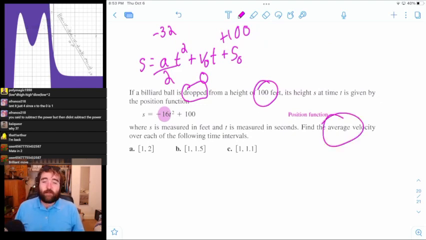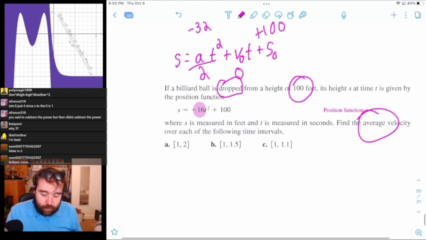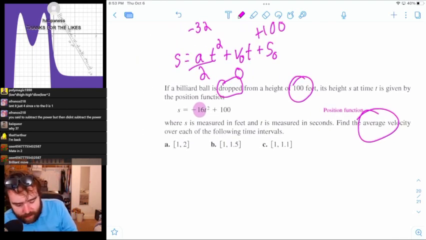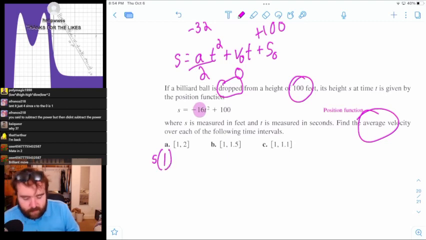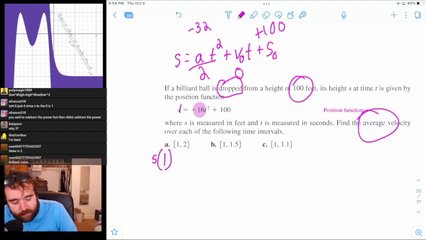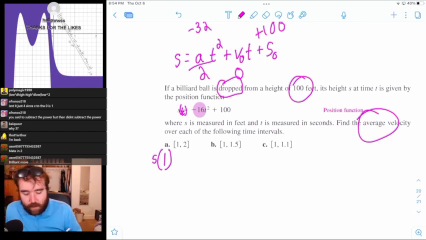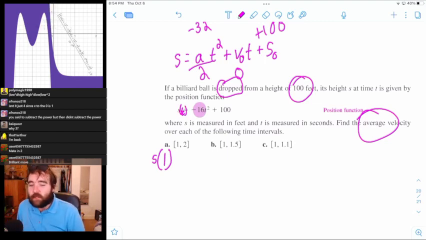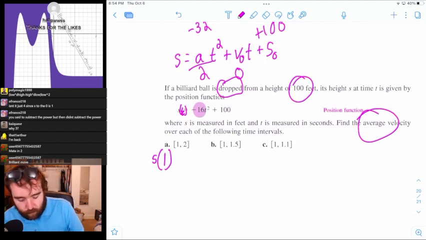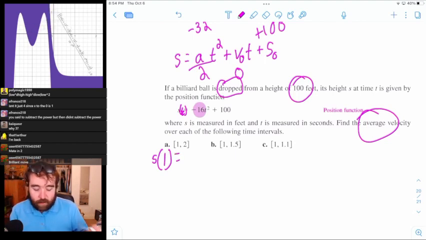So average velocity, that's the secant line. That's the slope between 2 points. So first off, we got to find these points. So let's say when x equals 1, so I'll write s of 1. Because see how they didn't write s of x or s of t, but it's the s function, so I still think that's legit. So we'll say s of 1 is, what do you get when you plug in 1? What is the height after 1 second?